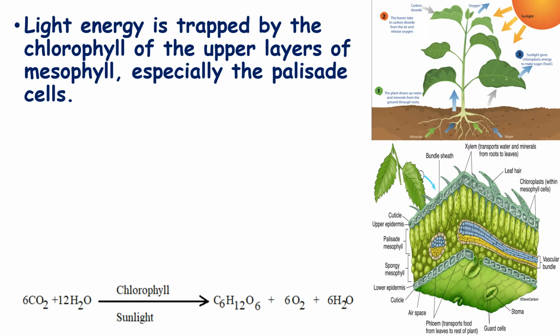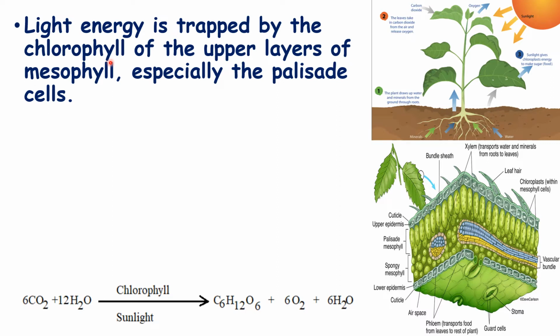Light energy is trapped by the chlorophyll of the upper layers of mesophyll, especially the palisade cells. Here you can see these are palisade cells present just below the upper epidermis. These palisade cells consist of numerous number of chloroplasts. Each chloroplast consists of a vital pigment called chlorophyll. What is the function of this chlorophyll? It will trap light energy.